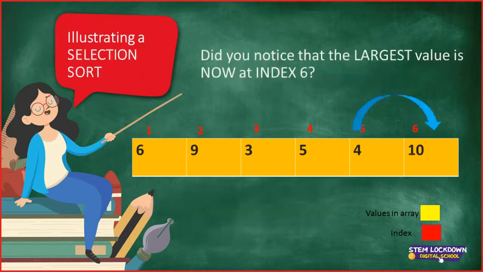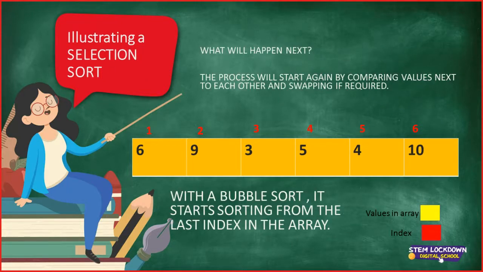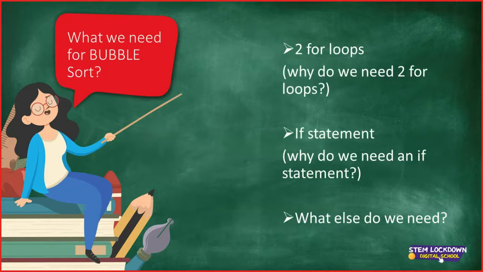Okay, so I'm going to move ahead, and we're going to say, what do we need for the bubble sort? Same as with the selection sort, we would obviously need 2 for loops.